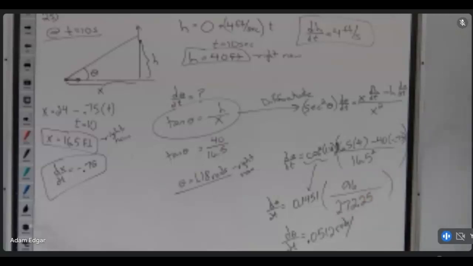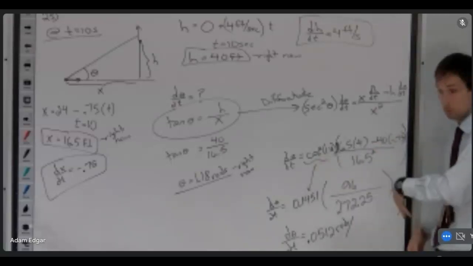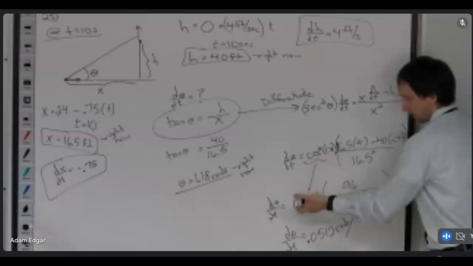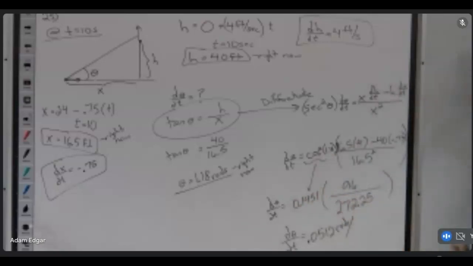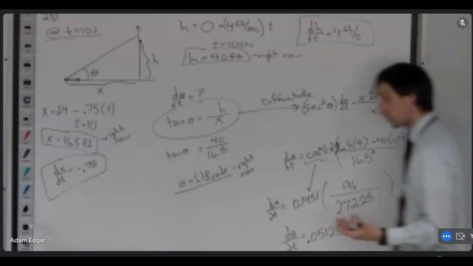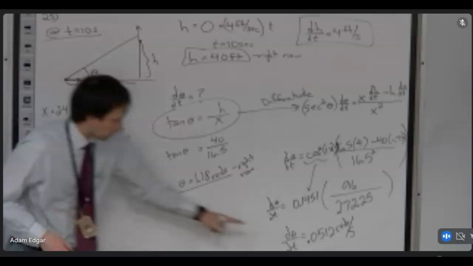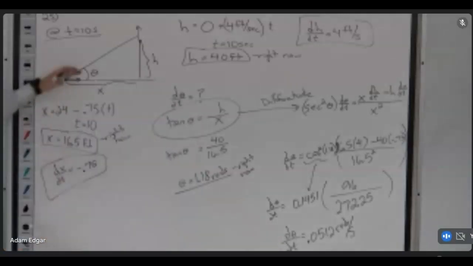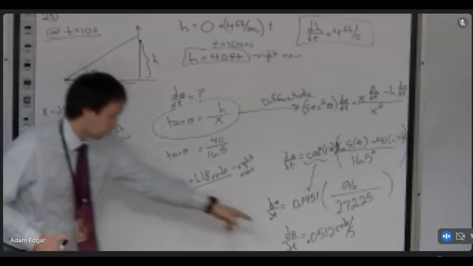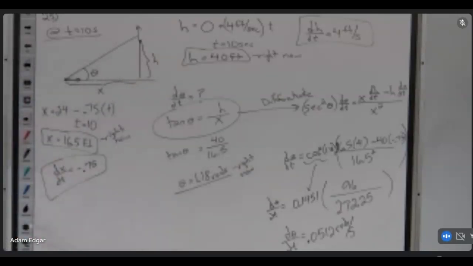Because once you've done the cosine of that angle, now this is just a number with no units attached to it. And over here, all the units will wash out. So this is just going to be radians per whatever second. Now the question was, is the angle of elevation increasing or decreasing? Look at that. Is the angle of elevation increasing or decreasing at this time? Because positive, yeah. So you look at that, oh, it's positive, so the angle must be increasing.